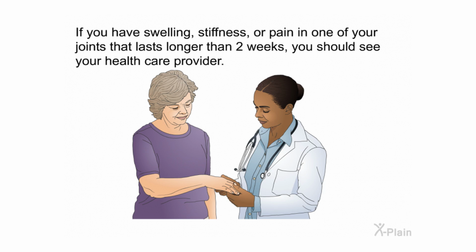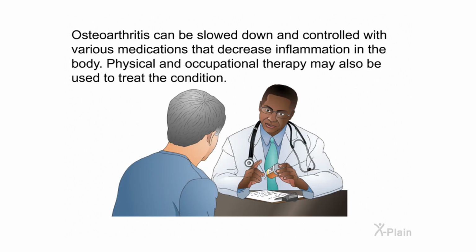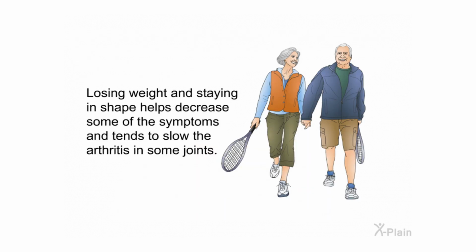If you have swelling, stiffness, or pain in one of your joints that lasts longer than 2 weeks, you should see your healthcare provider. Osteoarthritis can be slowed down and controlled with various medications that decrease inflammation in the body. Physical and occupational therapy may also be used to treat the condition. Losing weight and staying in shape helps decrease some of the symptoms and tends to slow the arthritis in some joints.